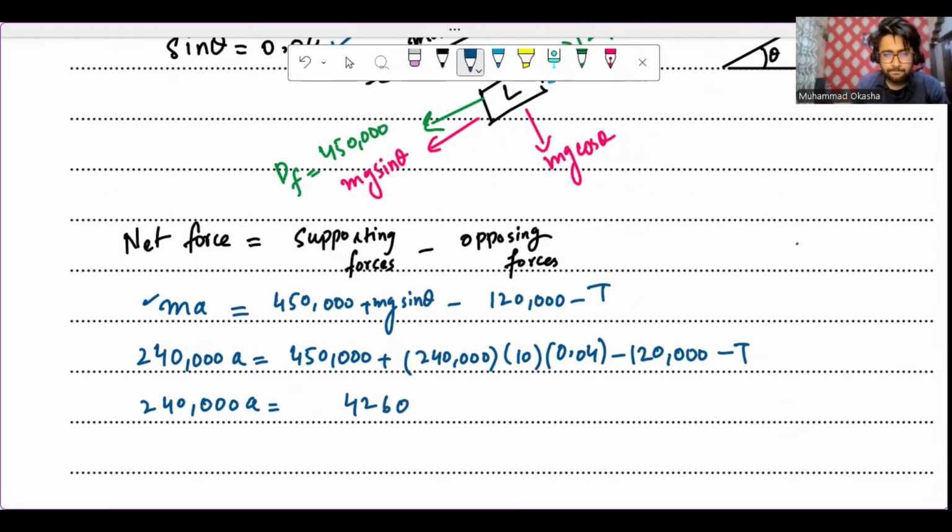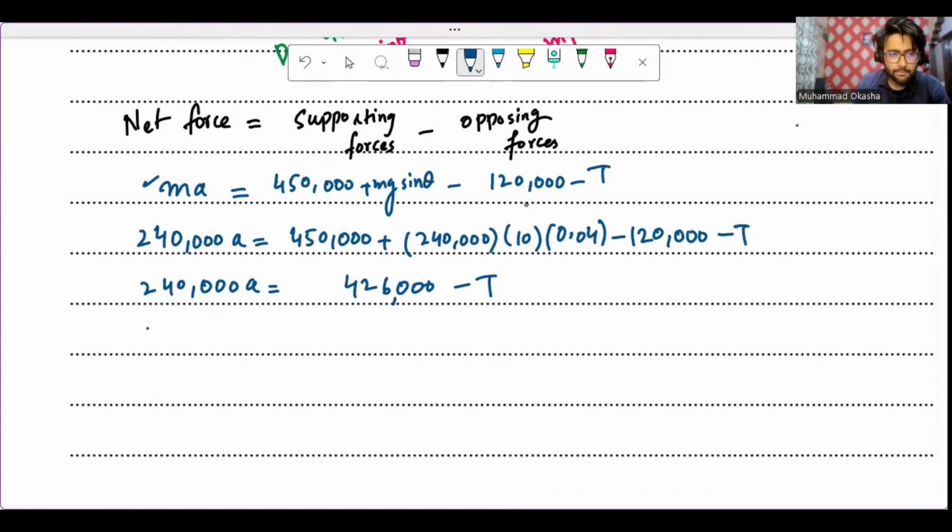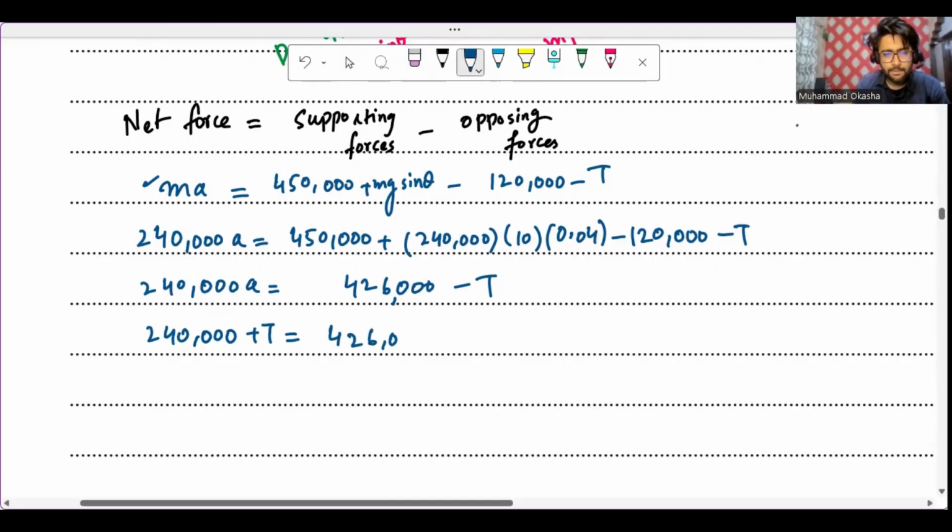426,000 minus t. Let's move t over to the other side. So that becomes 240,000 A plus t equals 426,000. Okay, that is my first equation.